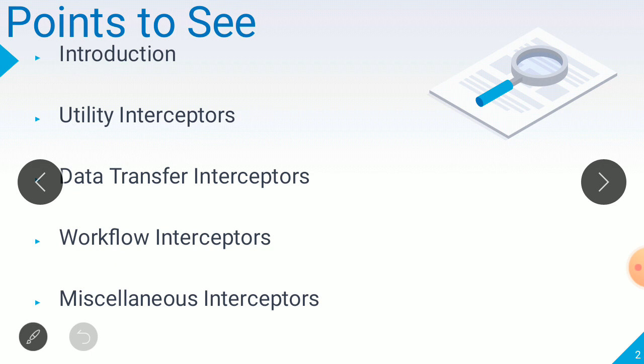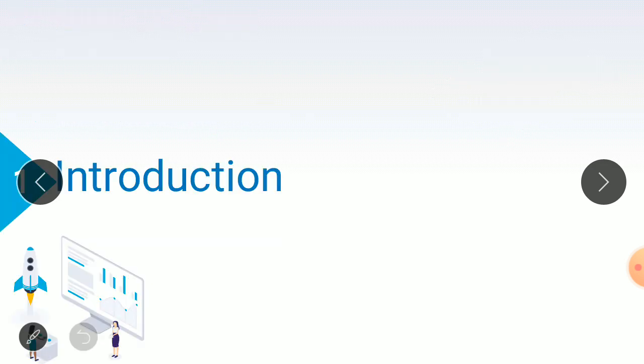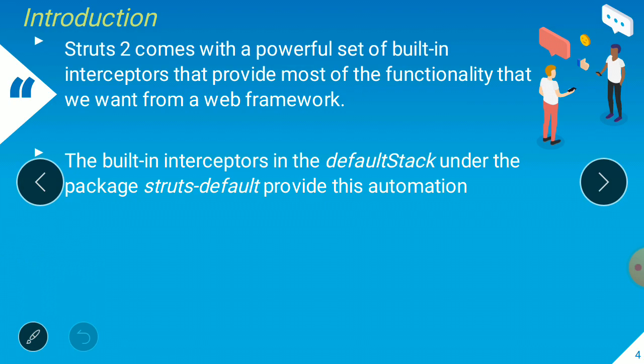So here we have various types of interceptors: basically utility interceptors, data transfer interceptors, workflow interceptors and miscellaneous interceptors. So we will be seeing one by one. First, the basic introduction again for the interceptor. It comes with a powerful set of built-in interceptors that provide most of the functionality that we want from the web framework. So whatever functionality you expect from a framework, it comes with that whole set of built-in interceptors, and you will get all of them here.